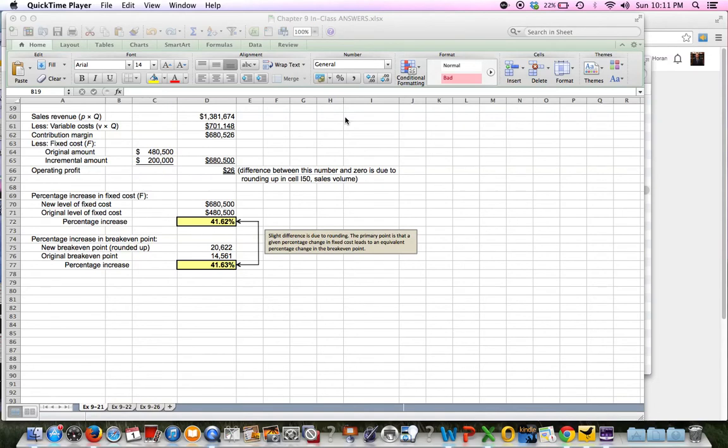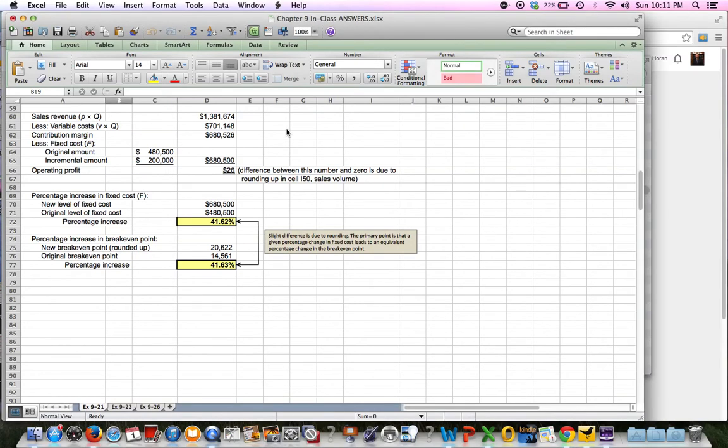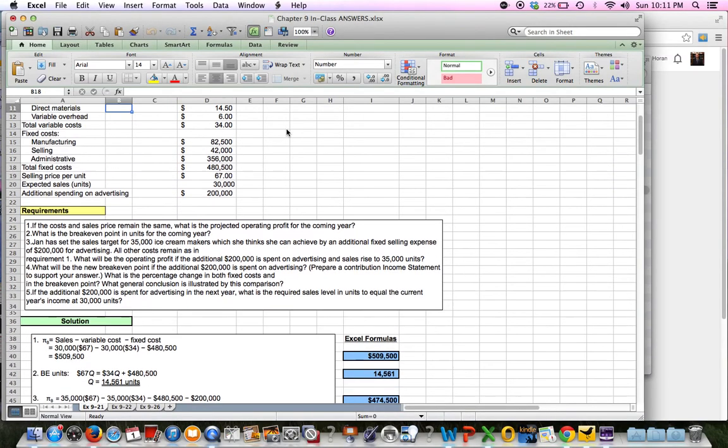For us to take a look at here. There we are, almost to the top.